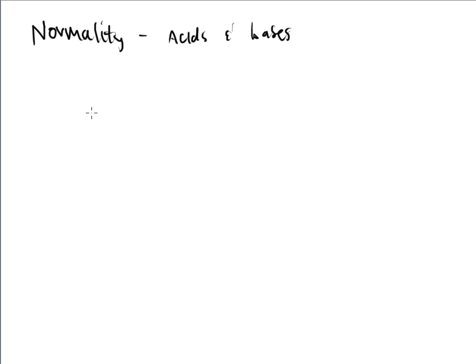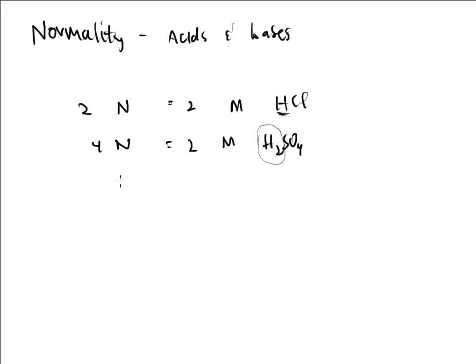So in the previous video, I discussed the relationship between normality and molarity. We said that we look at the number of hydrogens, or in the case of a base, the number of hydroxides, for the most part, not every single time. So for instance, a 2 molarity HCl solution would also be a 2 normality HCl solution because there's only one hydrogen for every one molecule, right? But a 2 molarity H2SO4 solution, well, we're not looking at the entire molecule for normality, we're only looking at the hydrogens, and that's 2 times 2, which is 4 normality H2SO4.